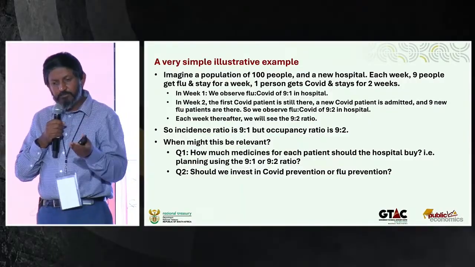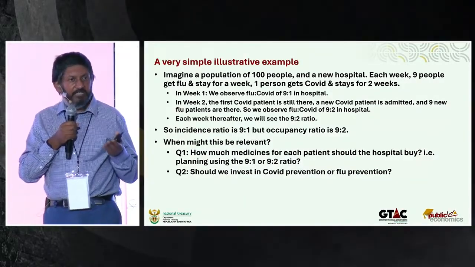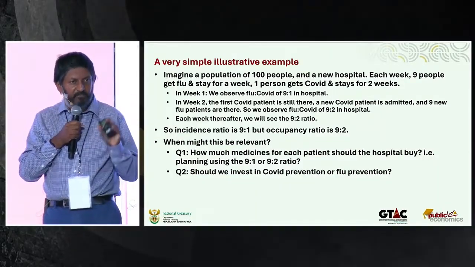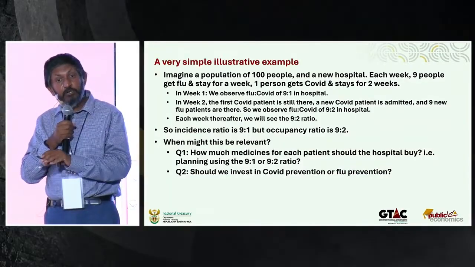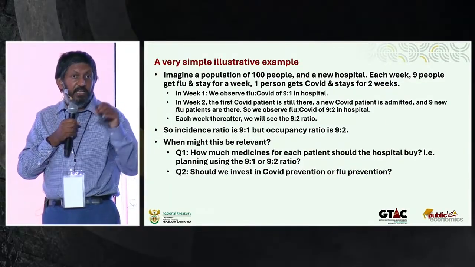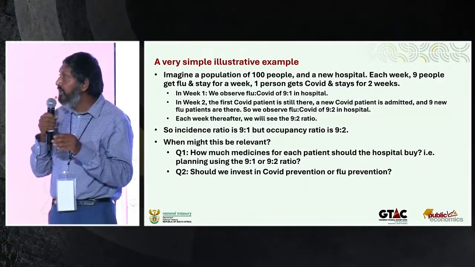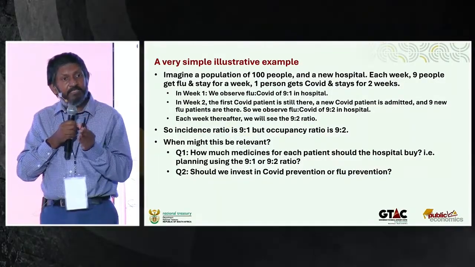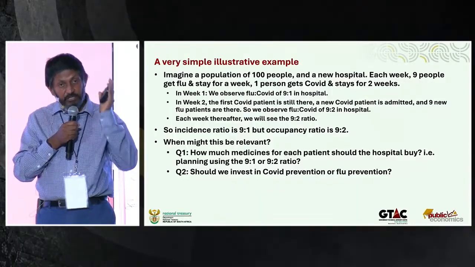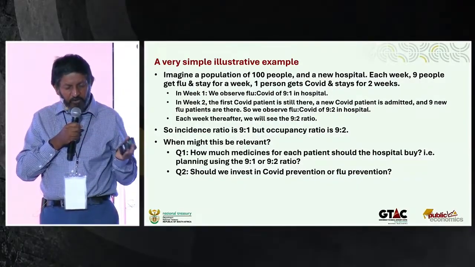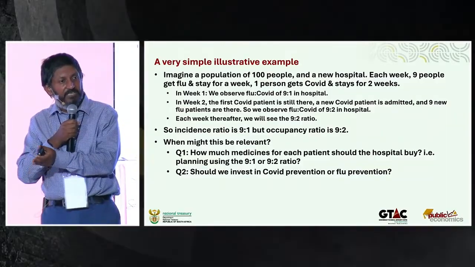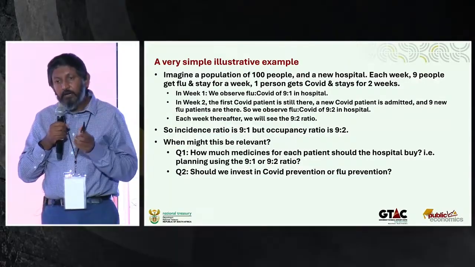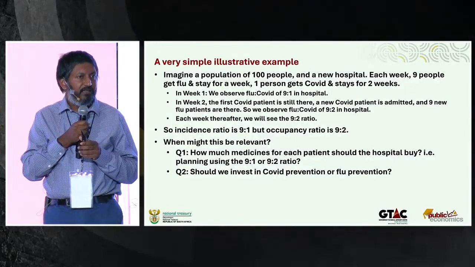In the first week, I'll go to the hospital and I'll see there are 9 flu people and 1 COVID patient. In the second week, the first 9 flu patients have been discharged, but there's a new 9, because every week this is happening. There's 1 pre-existing COVID patient, because they're going to stay for 2 weeks, and there's 1 new COVID patient, right? So from week 2 onwards, in steady state, I'm going to see that pattern. There'll always be a ratio of 9 flu patients to 2 COVID patients: 9 flu who came for a week, 1 new COVID patient, and 1 pre-existing COVID patient, right? And so my incidence, my rate of infection, is 9 to 1 in my population.